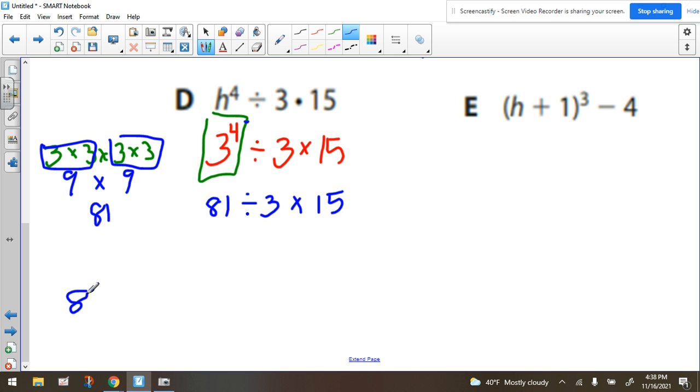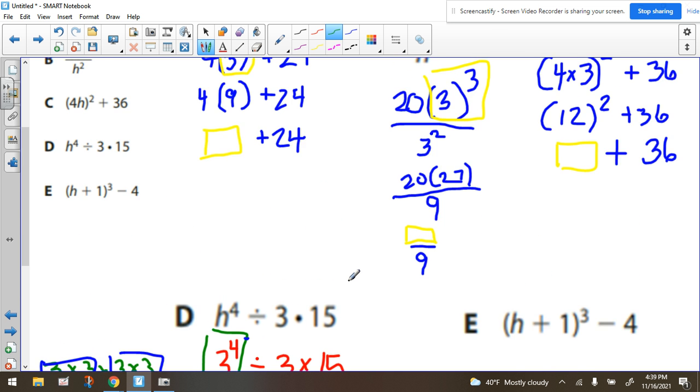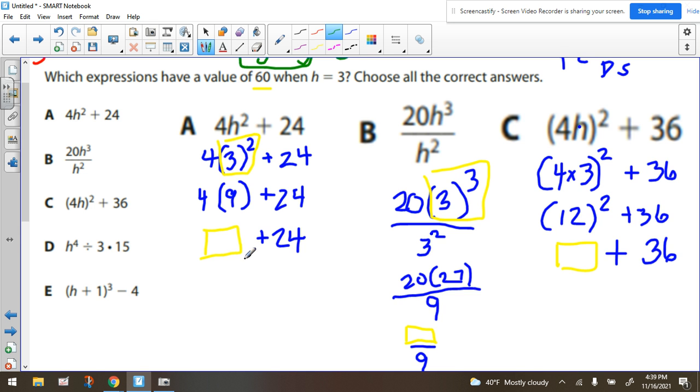So off to the side, you'll figure out what that is. You'll come up with some number, put it in this box, and that will have completed this part. And then whatever number you have here, you're going to multiply that by 15 and see if you get 60. So if it is equal to 60, then you'll pick that one.